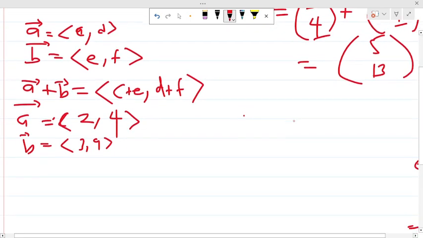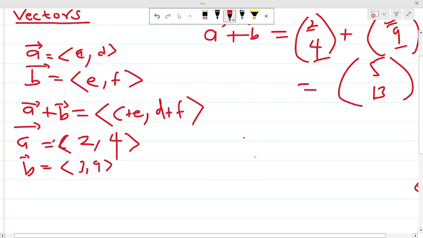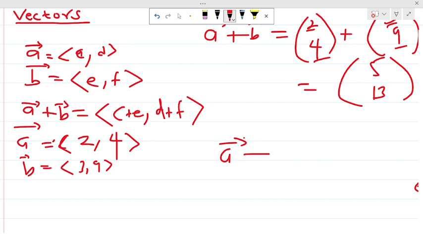Okay. The same goes for subtraction. If you are asked to subtract the vector B from the vector A, so A minus B, we have to subtract the x component from the x component, then the y component from the y component. So we are going to get 2 minus 3, which is minus 1. Then 4 minus 9, which is minus 5, or negative 5, anyhow you call it.